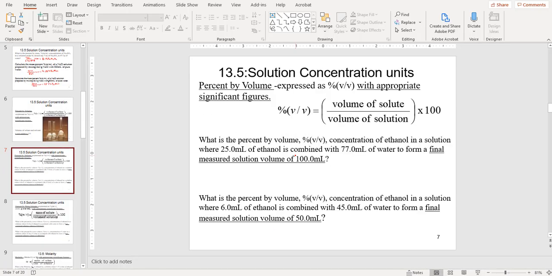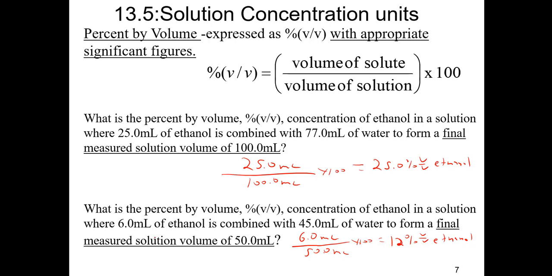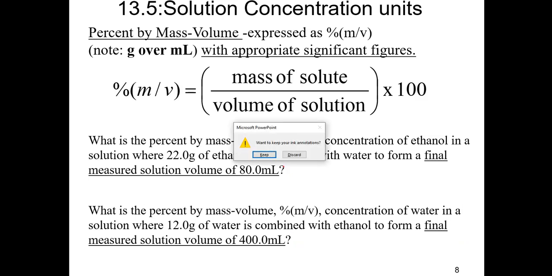So let's go ahead and practice really quick. The top one has been done for you as well as the bottom one. I also put in the units. Super simple calculation. Plug in the solute and the solution times 100, and that gives you percent by volume. So the top one, 25 divided by 100 times 100 equals 25.0% by volume of ethanol. And then the bottom one, another problem, 6 mils, that's the solute, divided by 50 mils, that's the solution, times 100, that equals 12%. Alright, so let's move on.